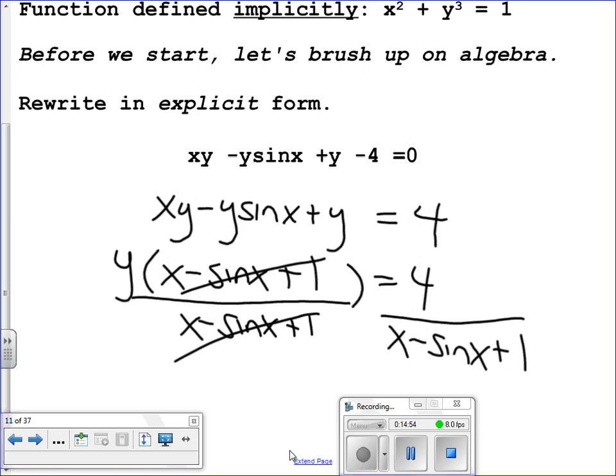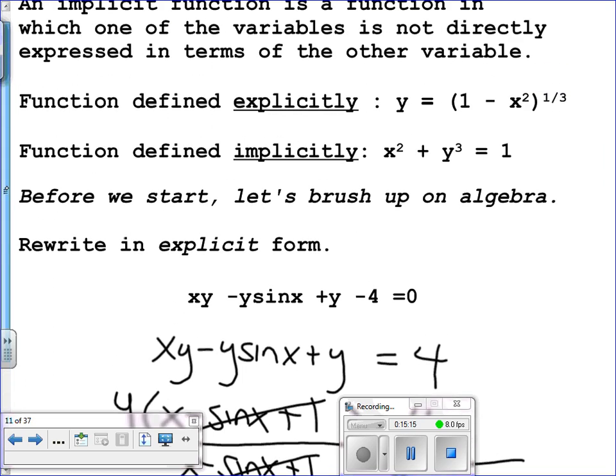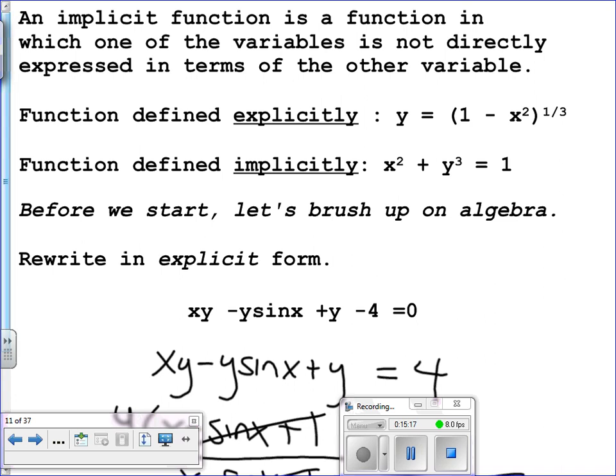You get that, right? Here's the thing. When I first gave you the function, it was defined implicitly, okay? The x's and y's were all kind of mixed up. When you solve for y, when you get y all by itself, now it's defined explicitly. Do you see the difference? Here's a function up here defined explicitly. That's what we're usually given, y equals, and on the other side, no y's.